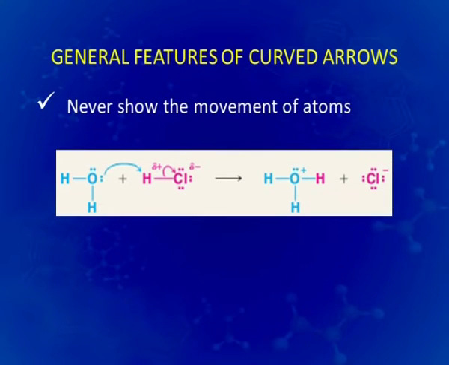It is only the flow of electrons, as in this example, wherein this electron pair from oxygen is moving to this proton, and in turn it is taking away this proton and giving rise to a positive species, H3O plus, and Cl minus. So, this is the way we use curved arrows.